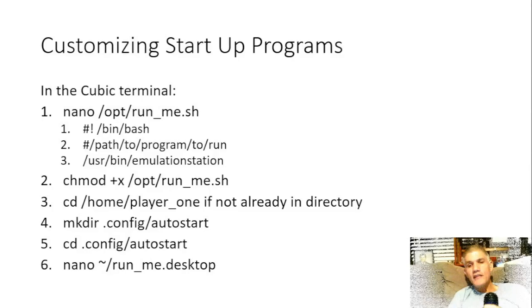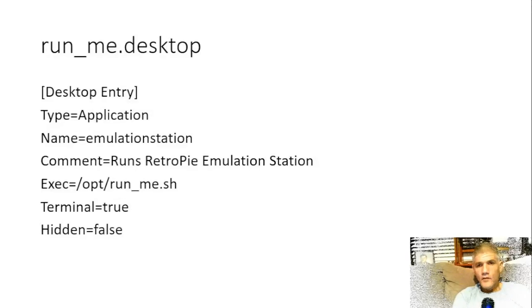And then we're going to change into the .config/autostart directory. And, hold on, let me think a minute. Oh, and we're going to create a file that's called run_me.desktop. And we're going to modify the contents of the desktop file. And I will show you that in just a second. Alright, the contents of run_me.desktop, in the .config/autostart directory of your home directory for player 1, will read as follows.